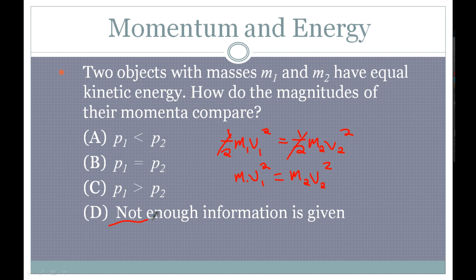So there's really not enough information to tell because we don't know the masses. If this one has a small mass, it's got to have a big velocity to make up for the little guy's mass. Or say m1 is huge and v1 is small. It can have the same kinetic energy as a small object going really fast, but a different momentum. So you really can't tell right now.